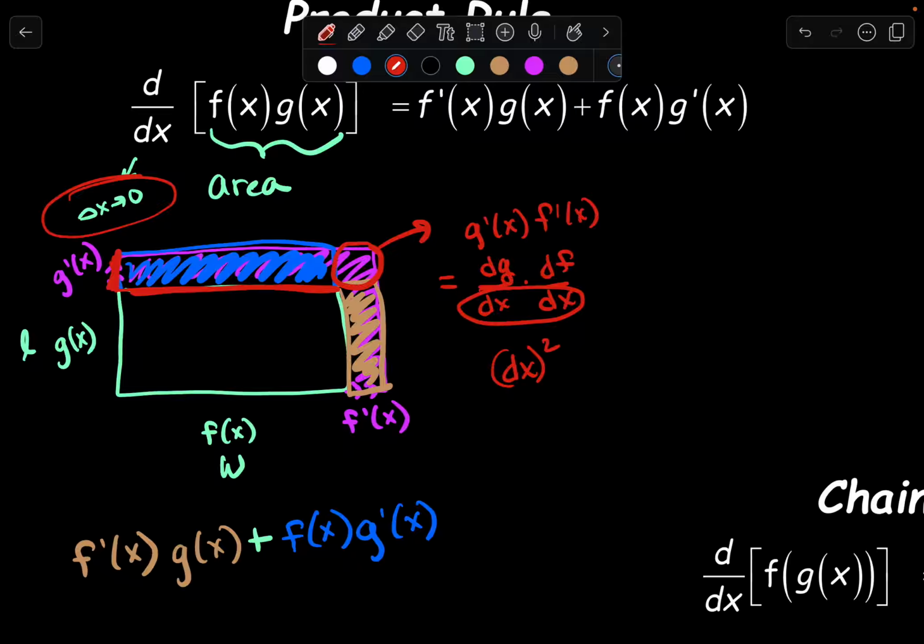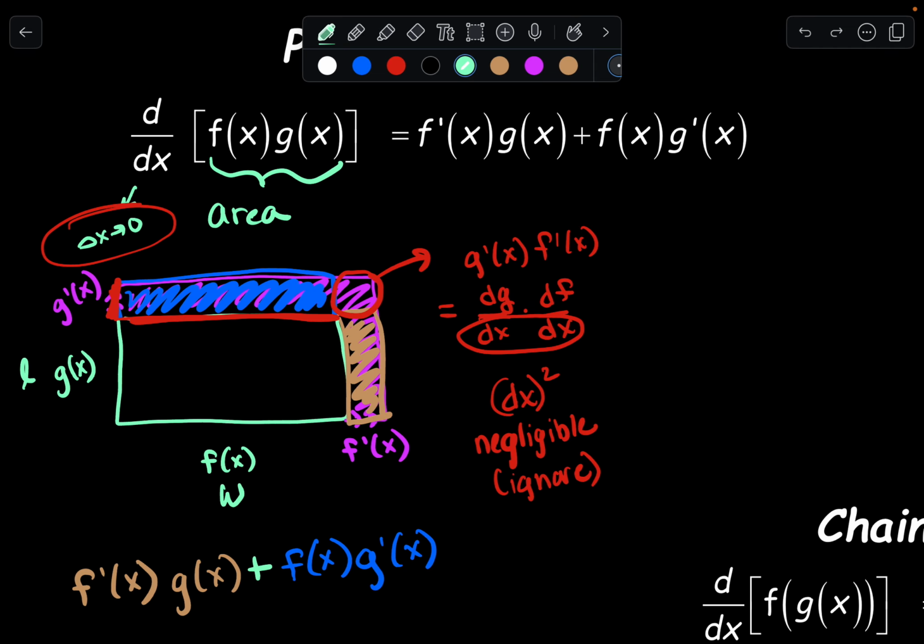So this square is so small that it is negligible, which means it's so small it won't change the outcome of the change in the area, which means we ignore it. Okay, so it is not part of our product rule, okay? Because again, this change here should be smaller than the point of my pen, and then that change is twice as small, so it's negligible, okay? So this is where we get the product rule, okay?